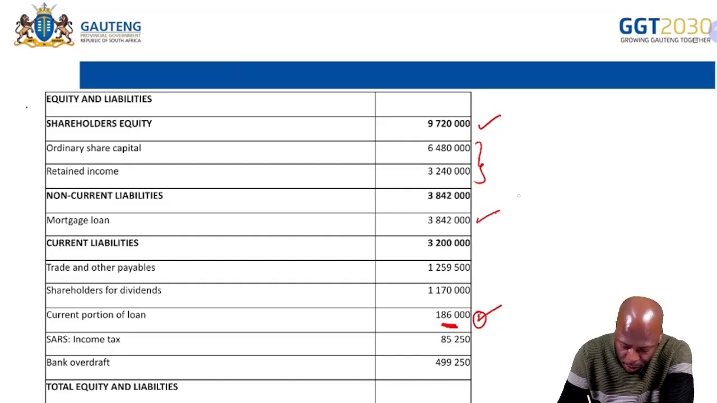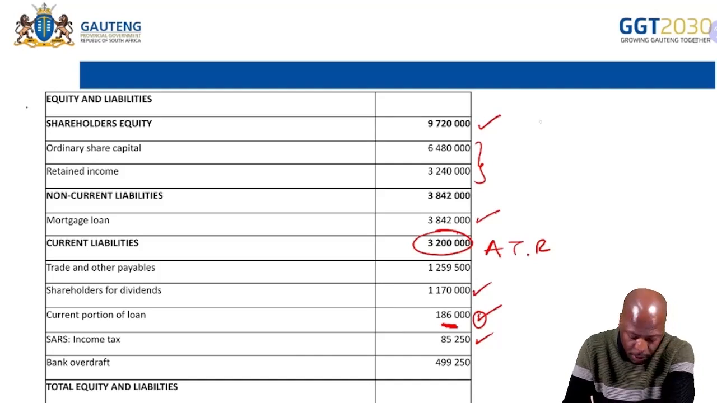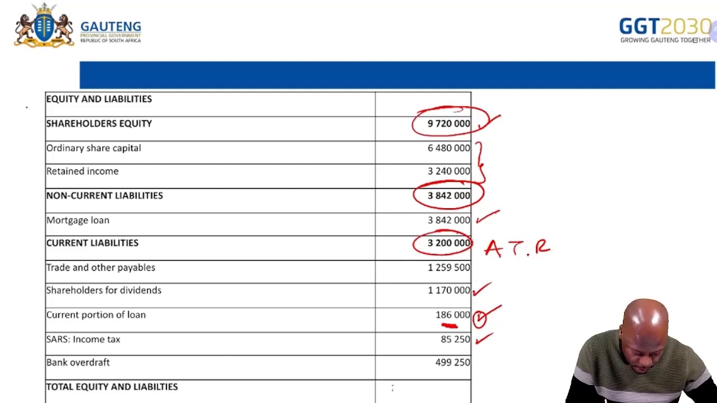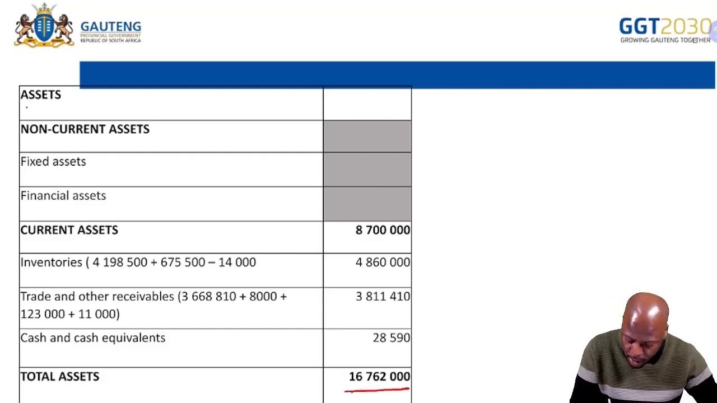And then I am now going to talk about your current liabilities. Remember, we calculated it using the asset test ratio. So that is how you get your 3.2 million. And then the SARS, we dealt with it. That is what was still owing, shareholders for dividends, our final dividends. Now you are going to say your shareholders' equity plus your non-current liabilities plus your current liabilities, and then it should give you your total equity and liabilities. In this case, it is going to be 16,762,000. This should be the same as your total assets, 16,762,000, because we have already got this aspect here.